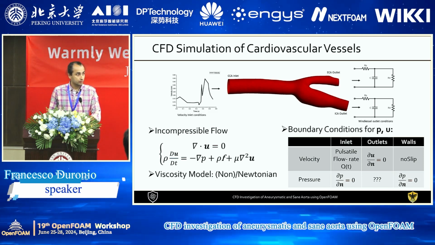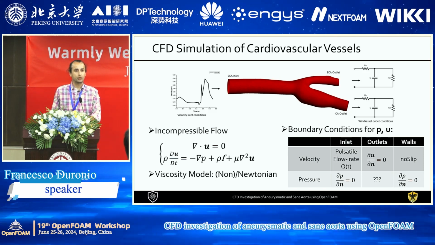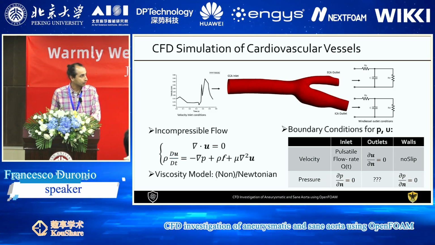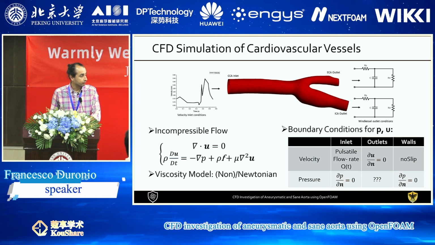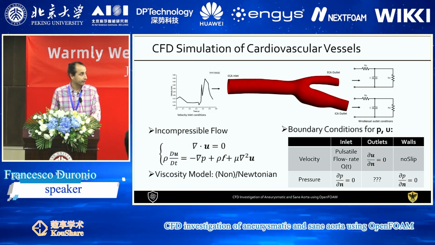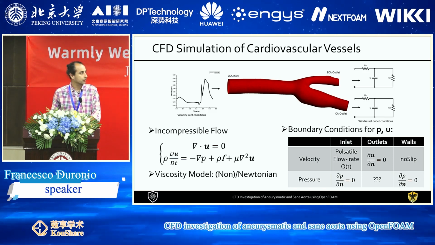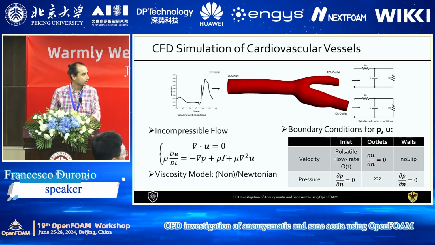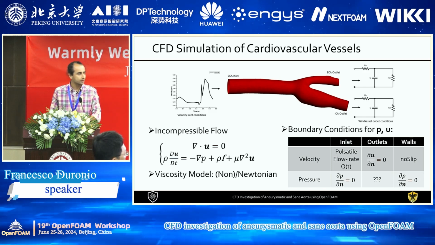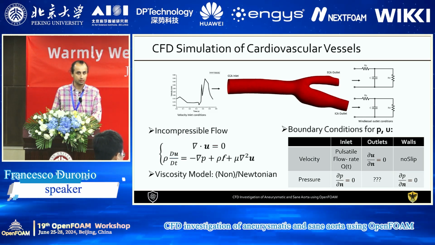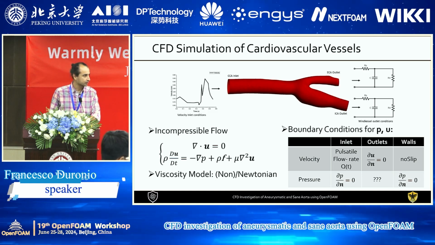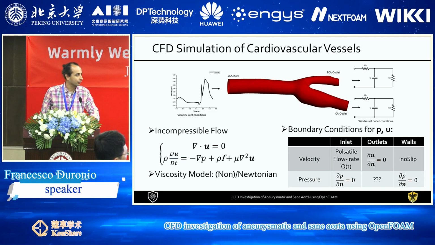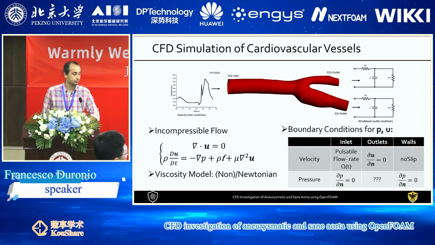Here at the top of this slide I reported a general cardiovascular vessel, which could be an artery or a vein. We usually have as inlet velocity a blood flow rate, which is imposed, while on the outlet things are a little bit more difficult, as I will show you in a few seconds. For sure, the blood is a liquid, obviously, so it is an incompressible flow.